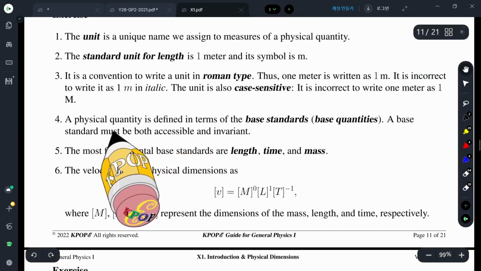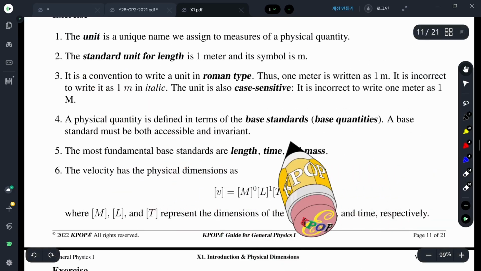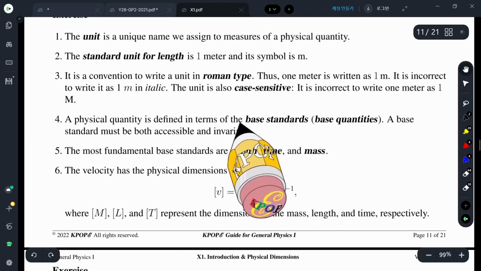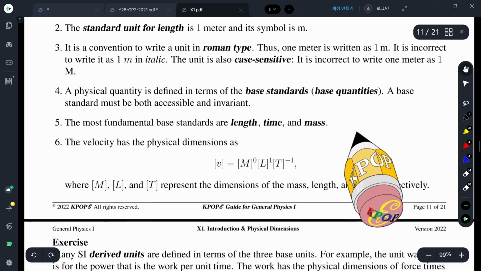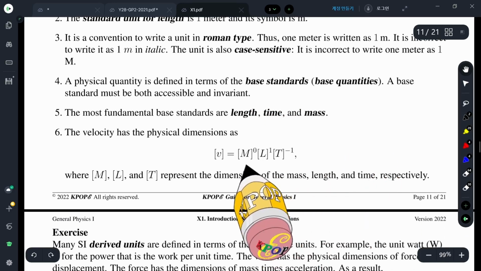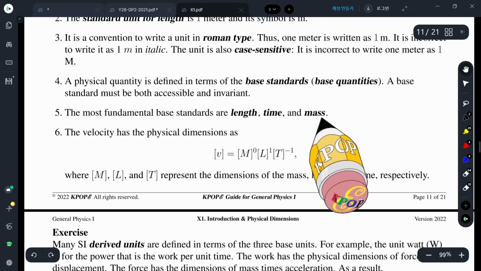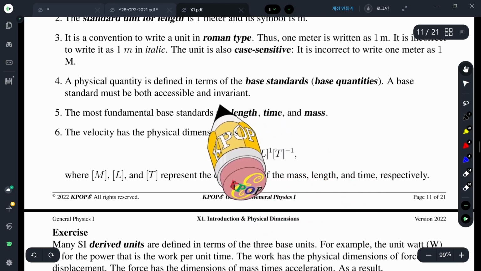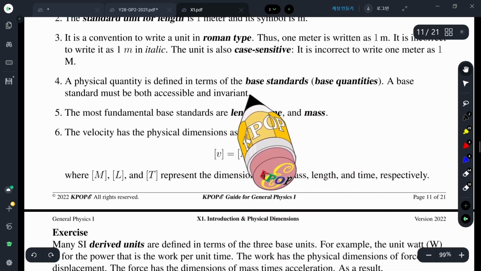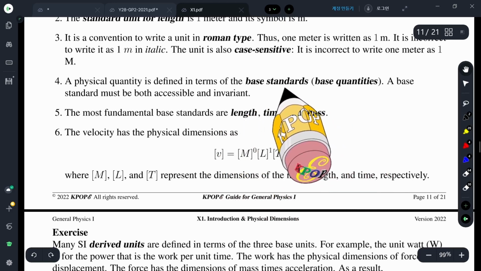Among the units, there are base units. Base is basic. They are the fundamental units. The 3 fundamental units are mass, time, and length. These 3 units are called the base standards.